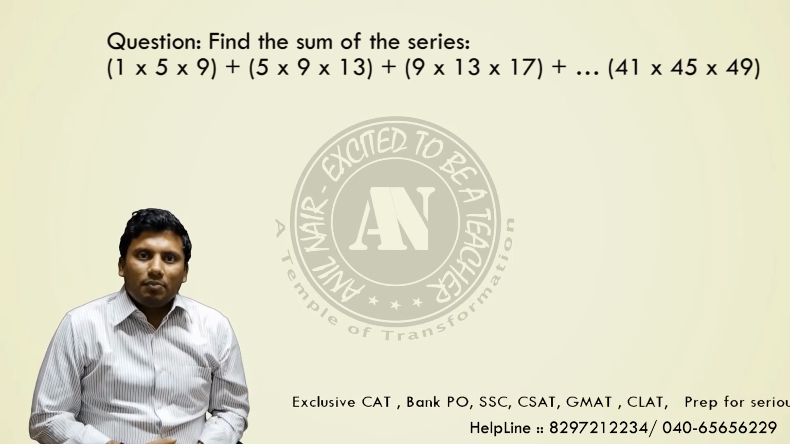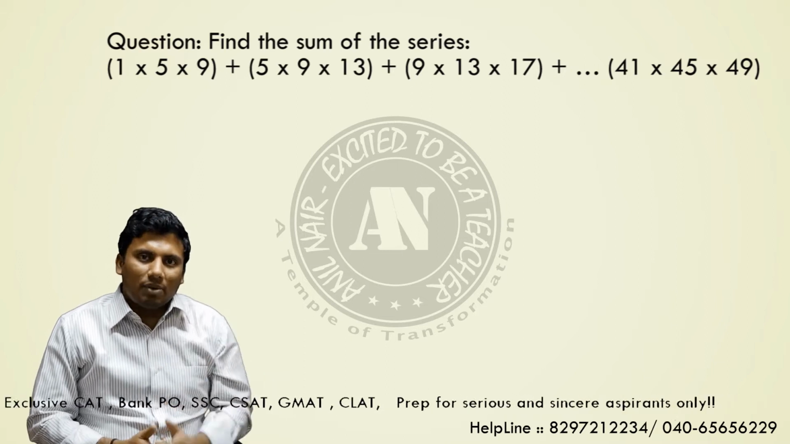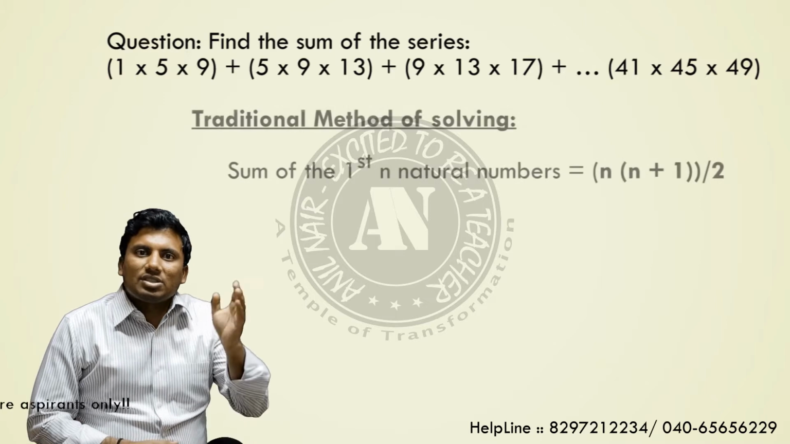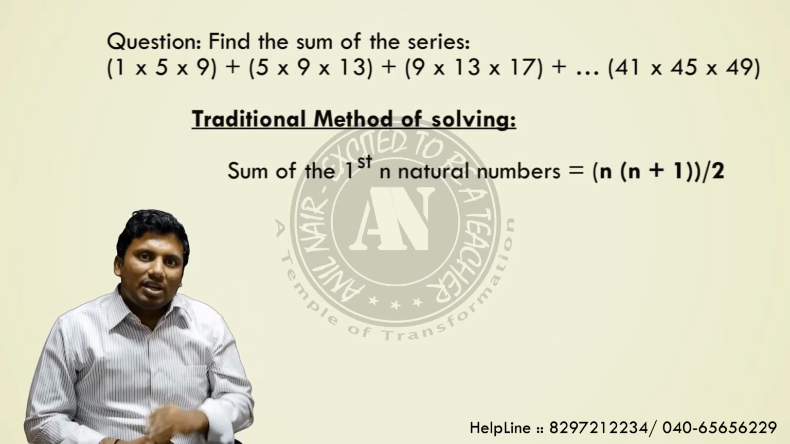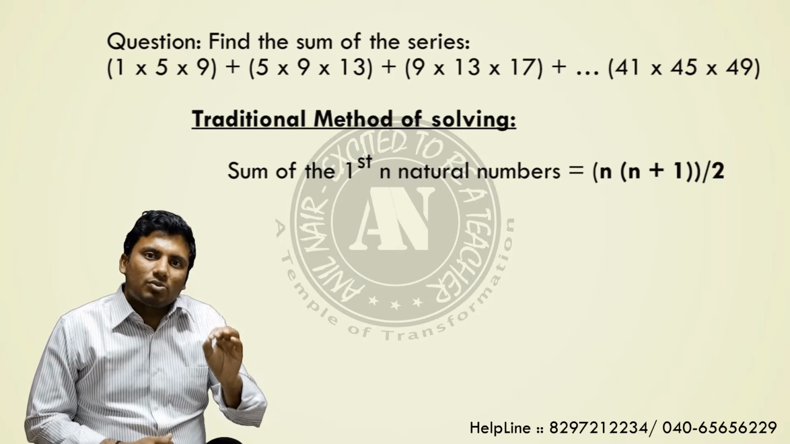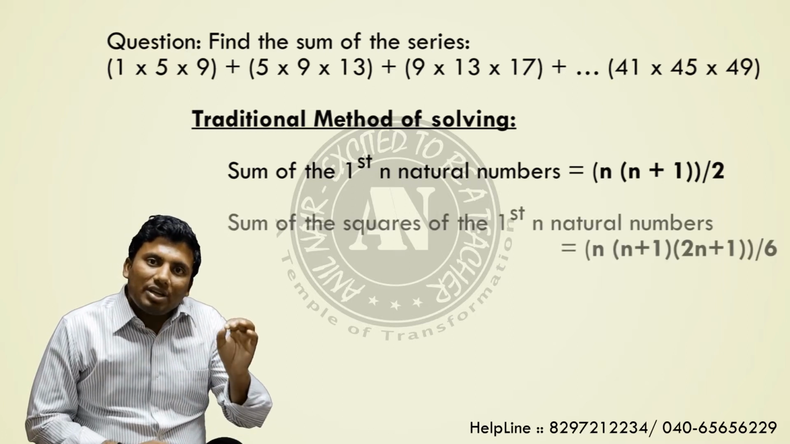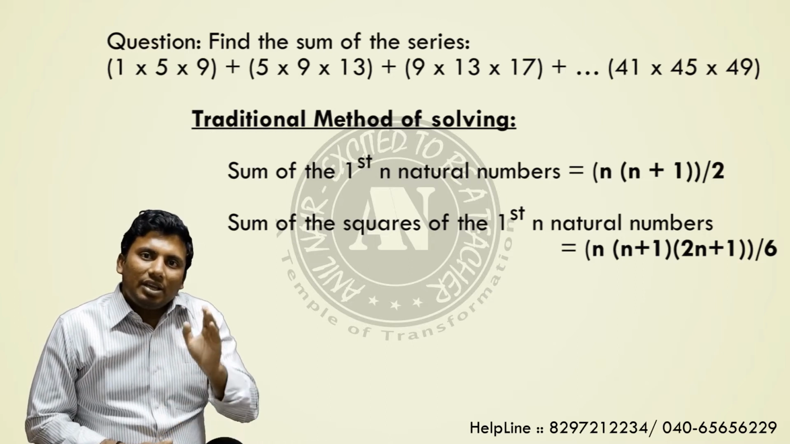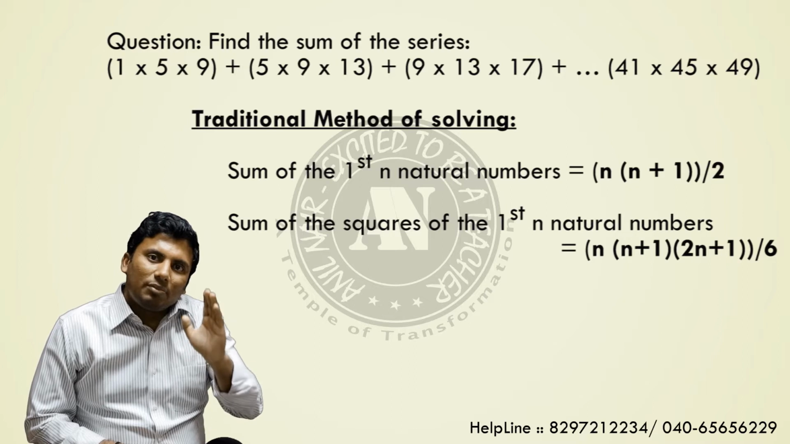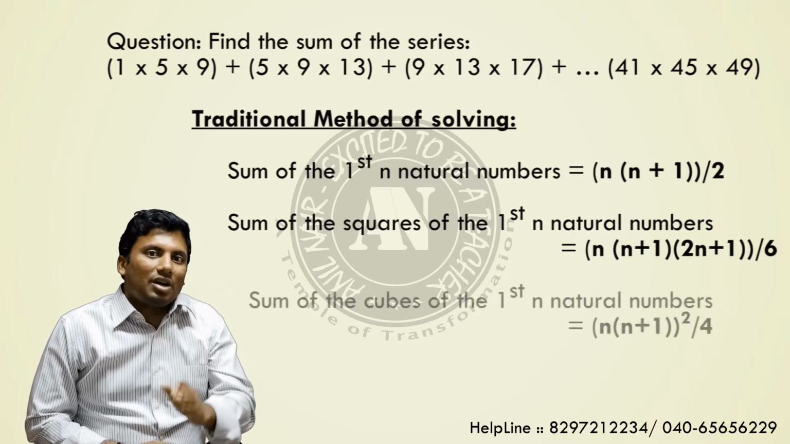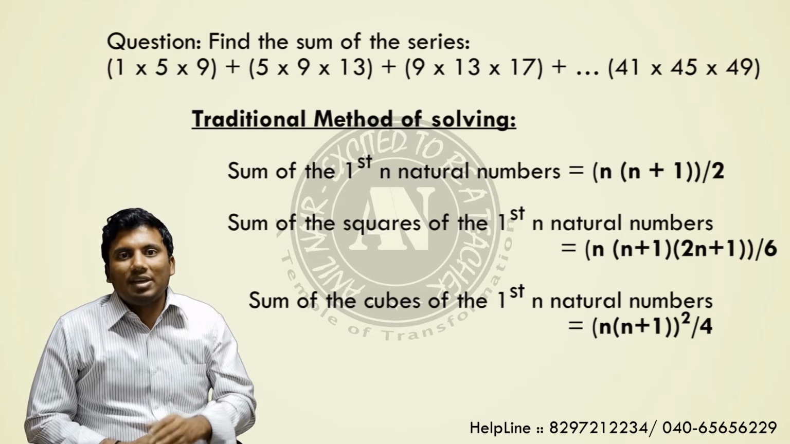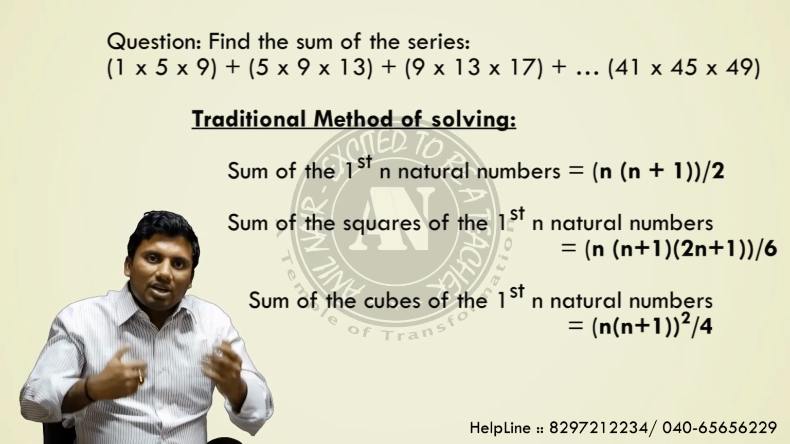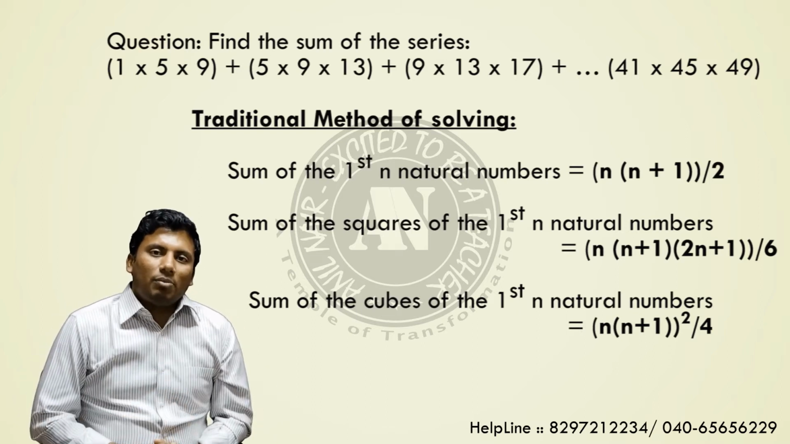Traditional method. Before we discuss how to solve this problem, some important notations to be remembered. The sum of the first n natural numbers is given by n into n plus 1 by 2. The sum of the squares of the first n natural numbers is given by n into n plus 1 into 2n plus 1 by 6. The sum of the cubes of the first n natural numbers is given by n into n plus 1 by 2, whole square. These three concepts we are going to execute in this problem.